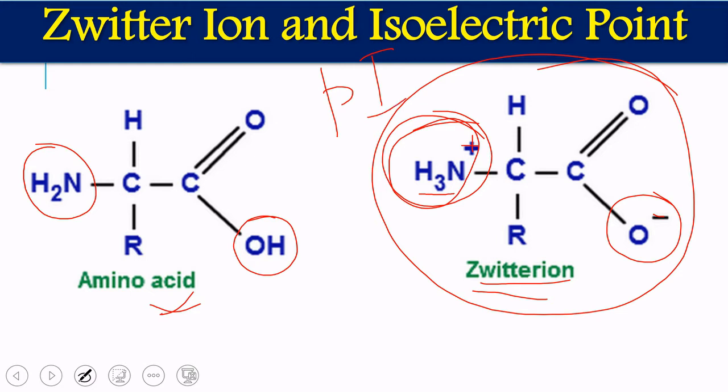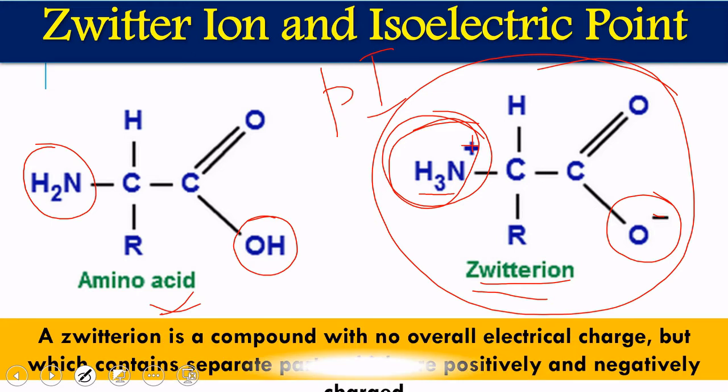So again I'm telling you, it is a chemical entity which has the same amount of cationic charge and the same amount of anionic charge, meaning the same number of positive and negative charges. So electrically it is neutral, it does not have an overall charge. That is called a zwitterion. And the pH at which this zwitterion exists is called the isoelectric pH or isoelectric point. So every amino acid has a specific isoelectric pH where it exists in the zwitterion form. A zwitterion is a compound with no overall electrical charge but which contains separate parts with positive and negative charge.